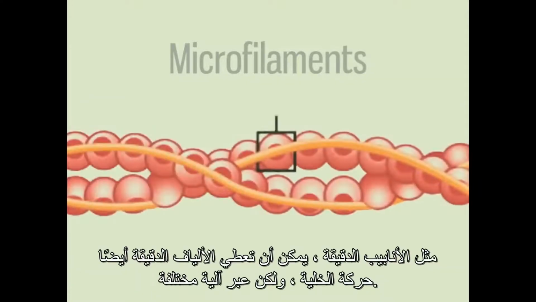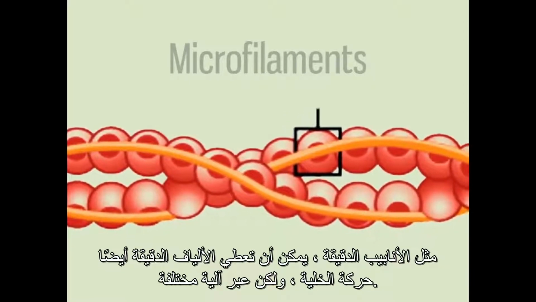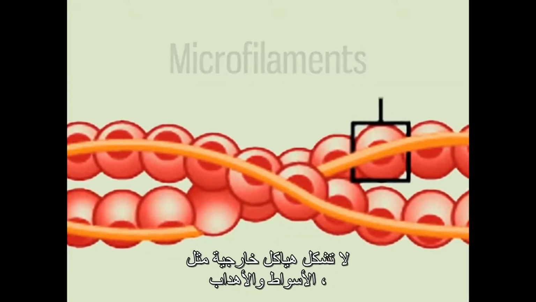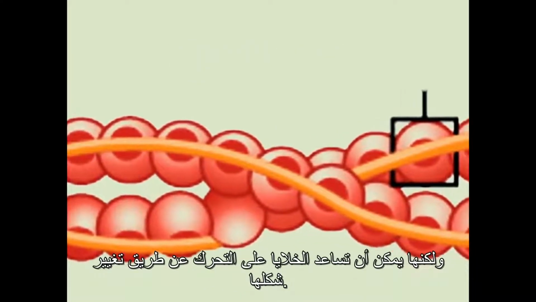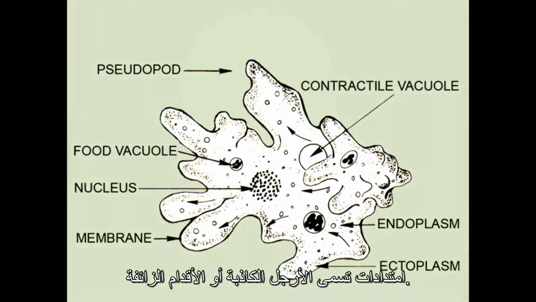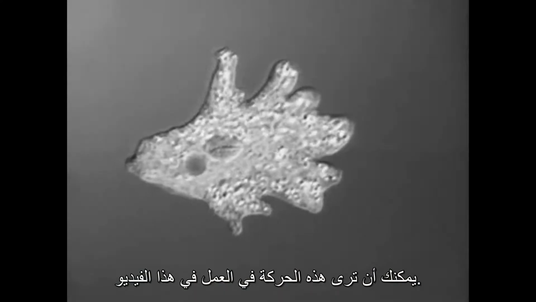Like microtubules, microfilaments can also give a cell motility, though via a different mechanism. They don't form external structures, like flagella and cilia, but they can help cells move by changing their shape. Amoeba use this movement to crawl across a surface using extensions called pseudopodia, or false feet. As actin filaments grow rapidly in one direction, they push and deform the cell to create a foot on one side. You can see this movement in action in this video.